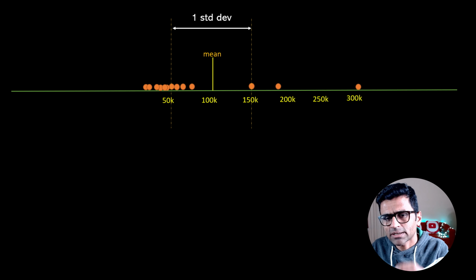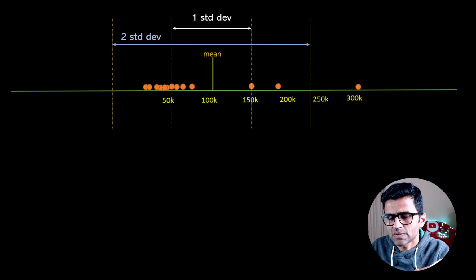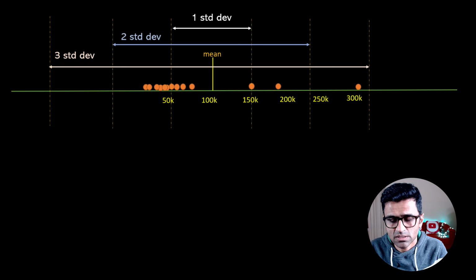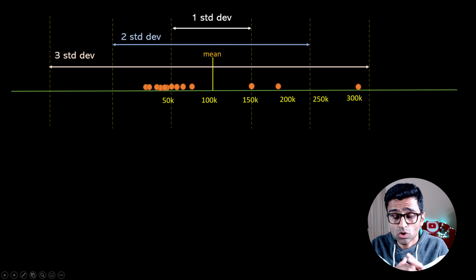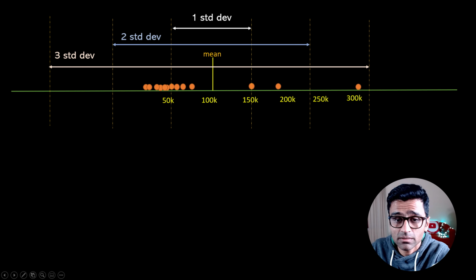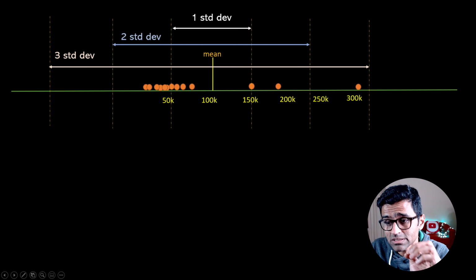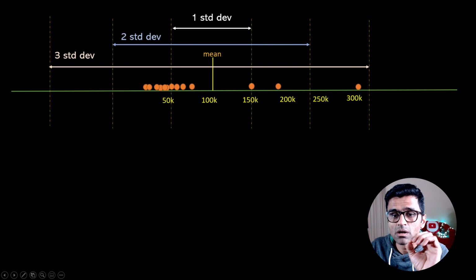The usual practice is to use 3 standard deviation boundaries to detect outliers. Now here in this case, this 300k data point will come under the boundary. So your methodology will not detect this as an outlier. And the main reason this is happening is because mean has been affected by this high value. It has been shifted towards the right.